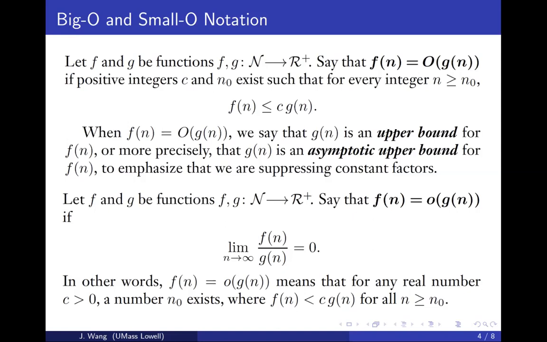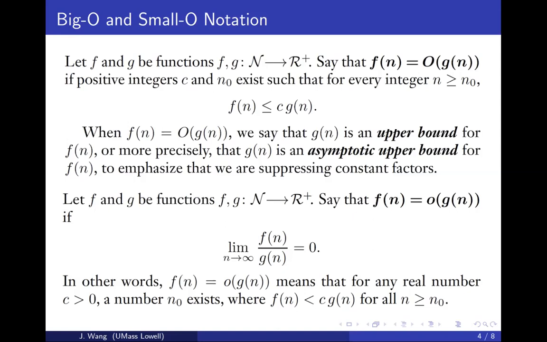Okay, so now let's look at small o notation. Again, let f and g be functions from n to positive reals. Then we say that f of n is small o of g of n if the ratio f of n over g of n goes to 0 when n goes to infinity. In other words, f of n is much smaller than g of n: in the limit, the ratio f of n over g of n goes to 0.